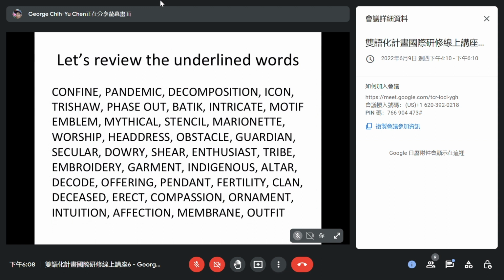Confine, pandemic, decomposition, icon, treasure, phase out, batik, intricate, motif, emblem, mythical, stencil, marionette, worship, headdress, obstacle, guardian, secular, dowry, sheer, enthusiasts, tribe, embroidery, garment, indigenous, altar, decode, offering, pendant, fertility, clan, deceased, erect, compassion, ornament, intuition, affection, membrane, and outfit.